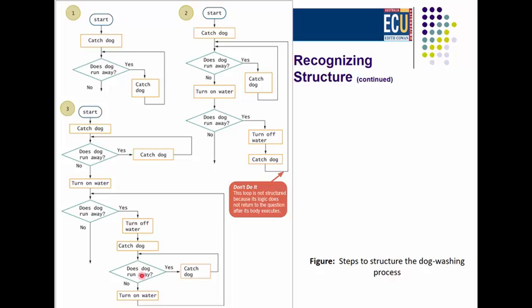And we have put one loop over here, so that if the dog runs away, go and catch it again. And this loop works. Then turn on the water, and this is the external loop. So we have an internal loop and an external loop, and this follows the rule.